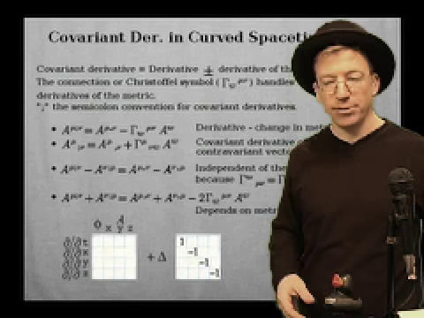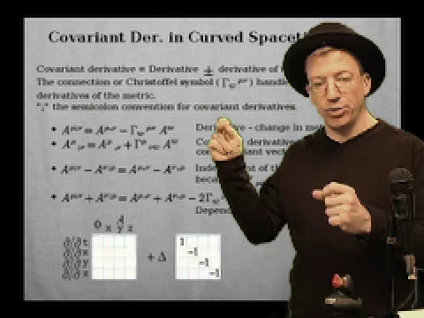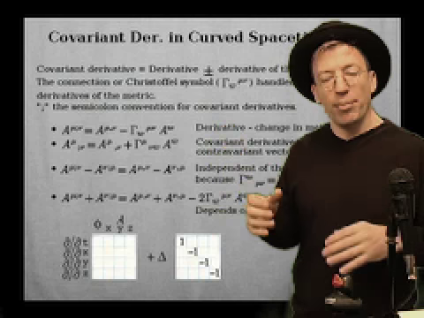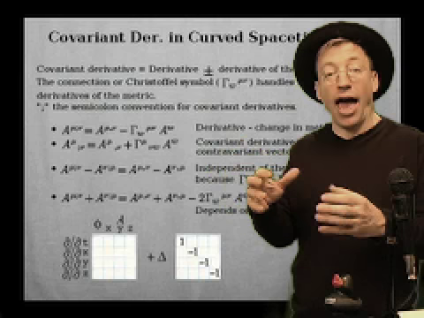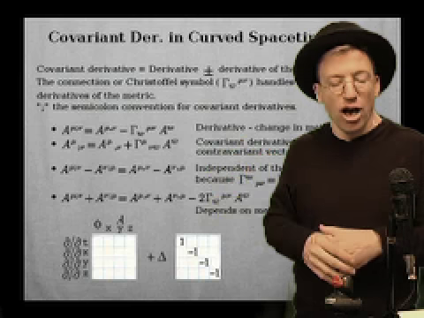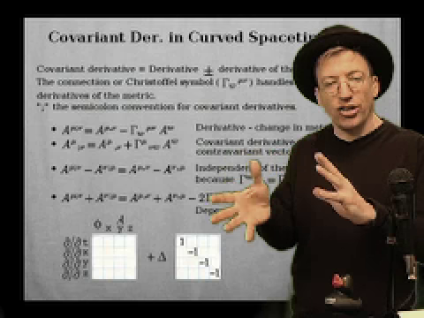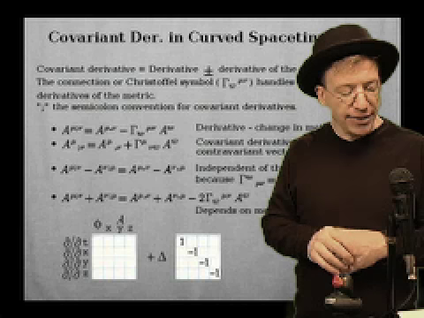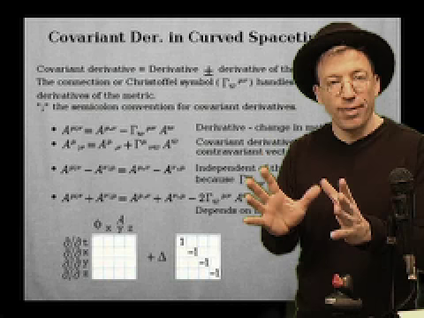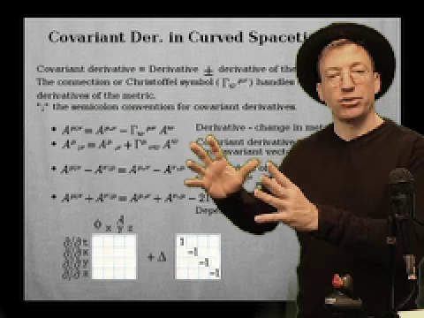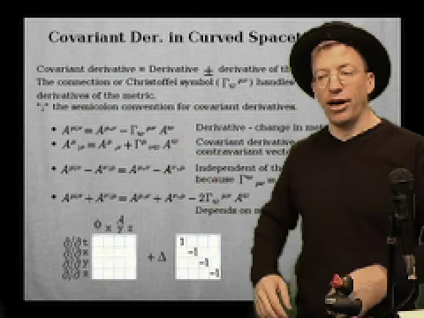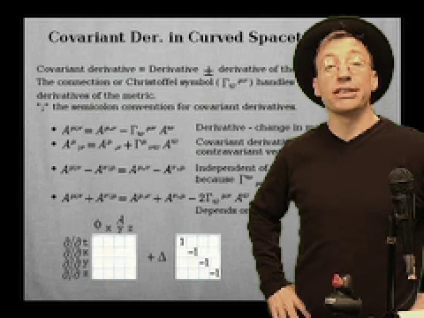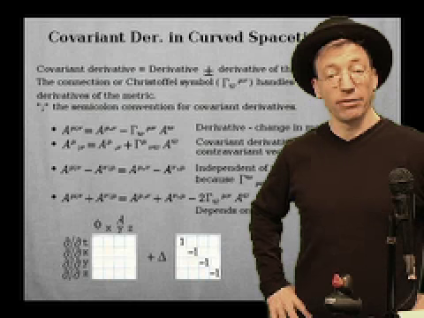Well, this metric is supposed to be a measure of distances between things. And in flat spacetime, it's always the same one. But in curved spacetime, it depends on how much space is curved. So how do you deal with that when you start taking derivatives? Well, the key is that you take the normal derivative and you add in how much the metric changes. How do you figure out how much the metric changes? Well, you use something called the Christoffel symbol of the second kind.